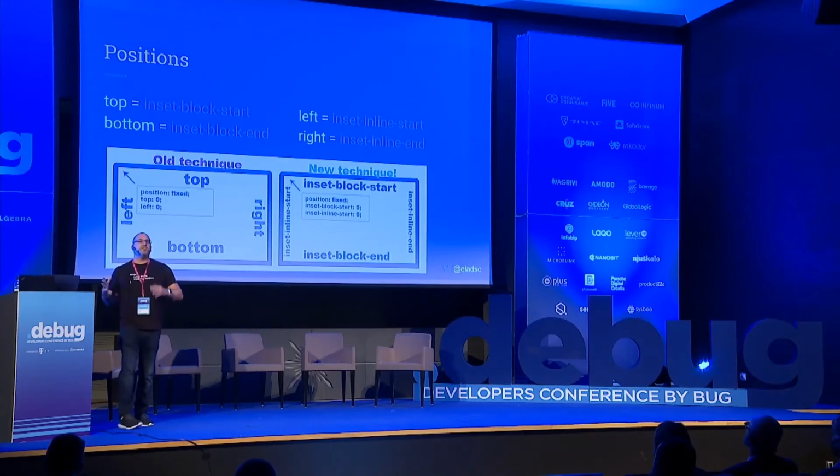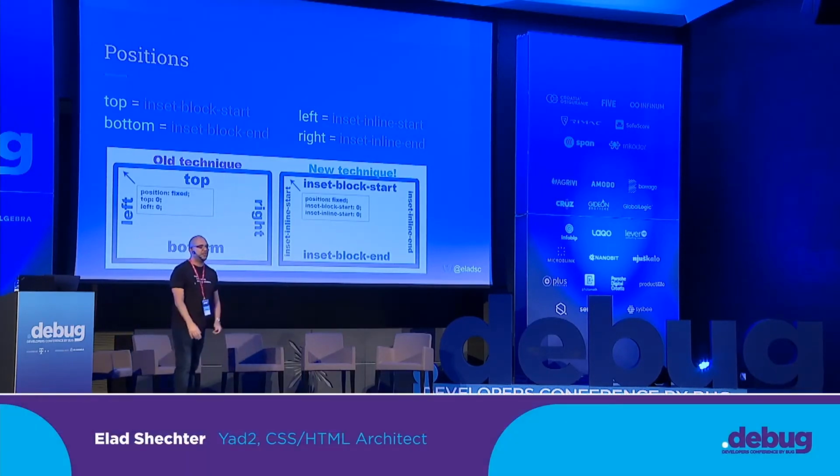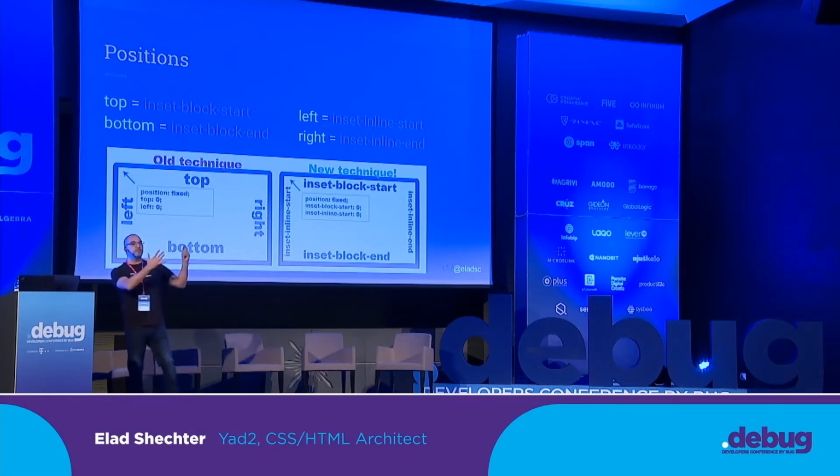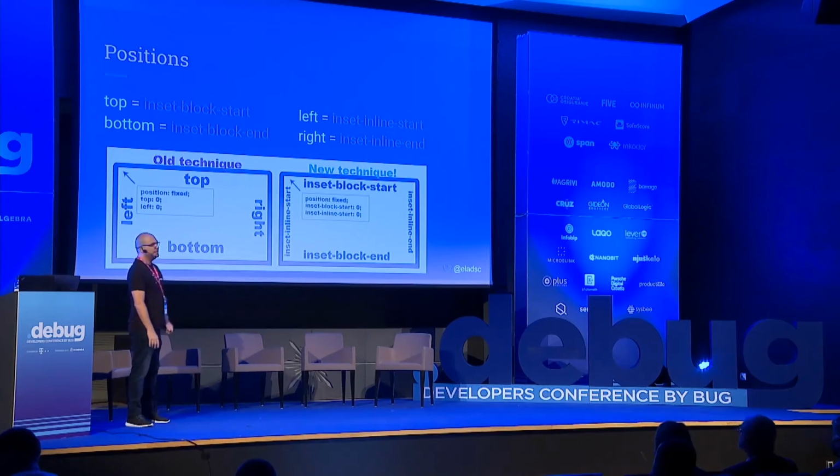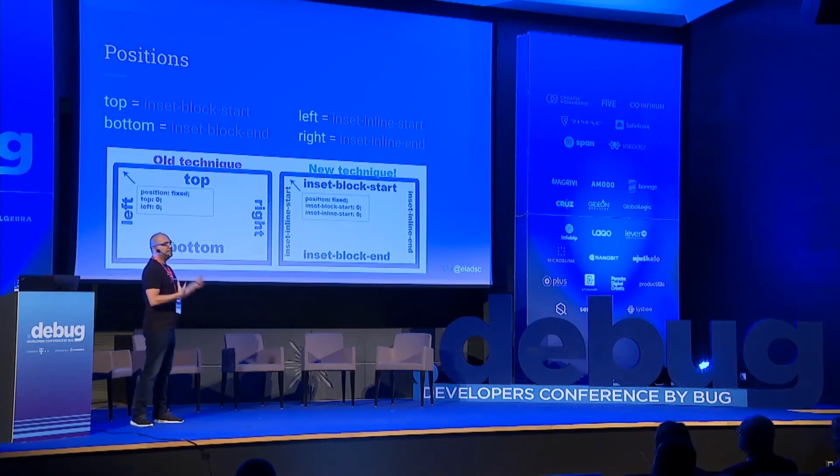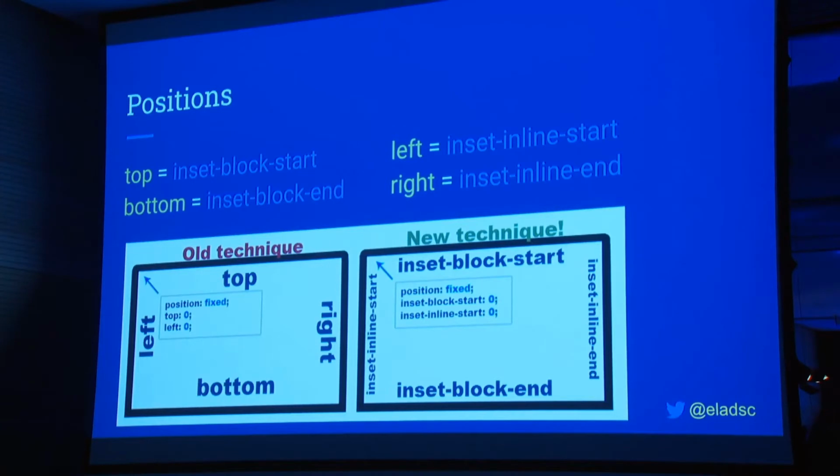But we have a lot of other properties that need to be updated, like the CSS positions. In CSS position, if we want to put something in the top left corner, we will give it position fixed, top 0 and left 0. And now all those properties of top, bottom, left, and right need to be updated to the new properties. And as you can see here, except for the logical direction, we have the inset prefix in the beginning.